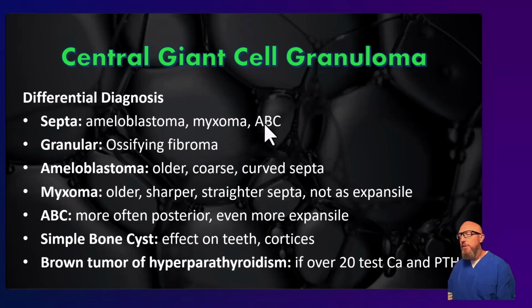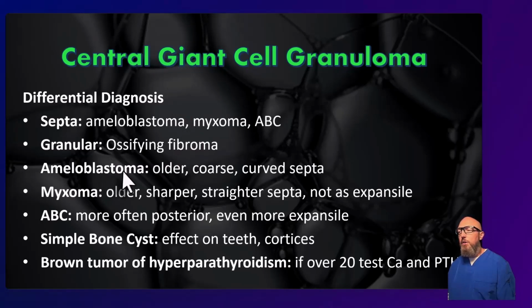Affects younger patients. It does have giant cells, although this one, the term is aneurysmal. And so this is more related to vasculature, but very similar as far as differential for giant cell granuloma. If it does have that granular appearance, maybe you'll compare it with an ossifying fibroma. Tend to see those small wispy septation in CGCG and not so much in ossifying fibroma.